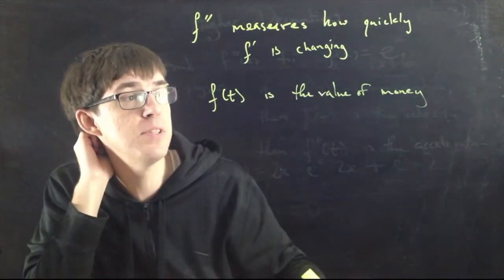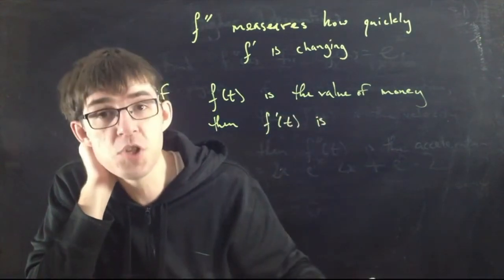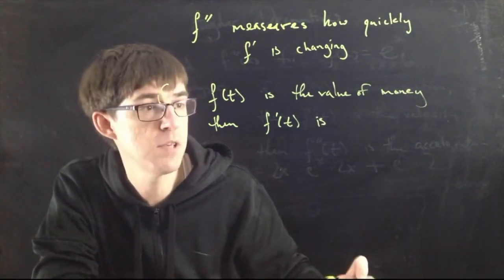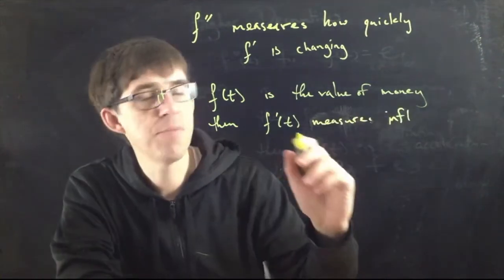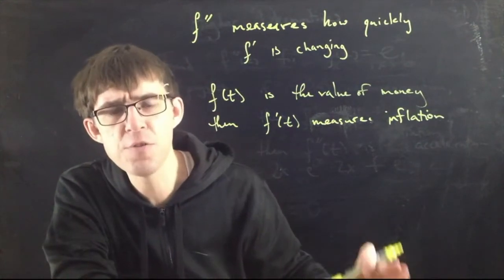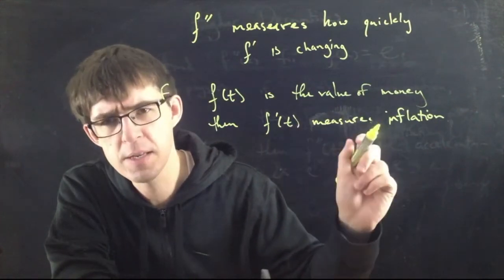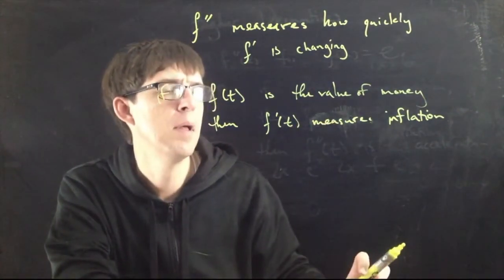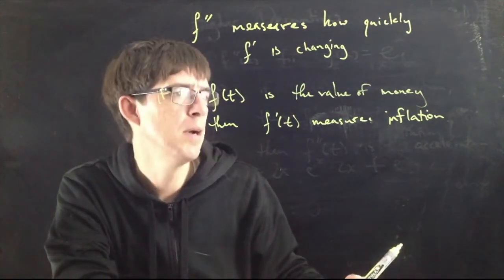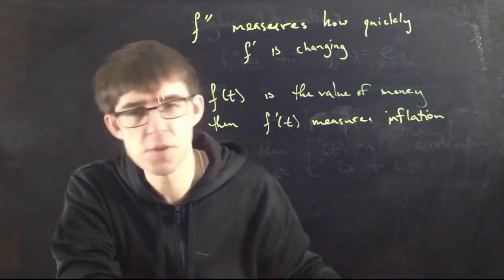So if f of t represents the value of money, then f prime of t is the rate of change of the value of money. That is a measurement of how the value of money is changing over time. Actually, that's called the inflation rate. f prime of t measures inflation, or deflation, I guess. Inflation means the value of money is decreasing, so f prime of t being negative in that case would mean inflation is occurring. f prime of t being positive means the value of money is increasing, which in the real world doesn't usually happen. That's usually a sign of problems in your economy if deflation happens. Anyway, f prime of t measures inflation.